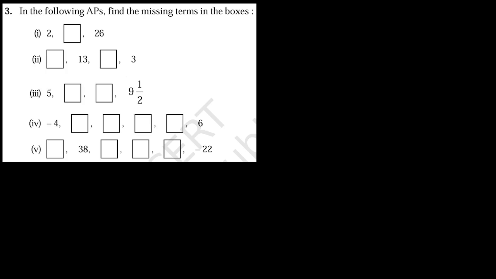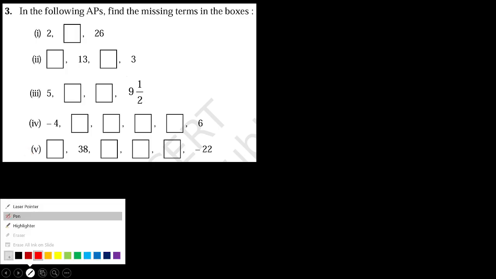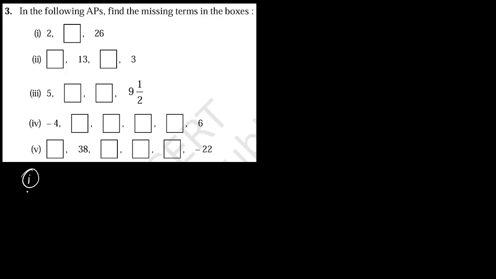So look at this question, the third one. In the following arithmetic progressions, find the missing terms in the boxes. If you are faster, you do it and send me the answer through chat. So let me start with question number 1. The missing terms are what we have to find out. It is not difficult. How will you find the missing term? The first question is 2 comma something comma 26. What is the missing term here?